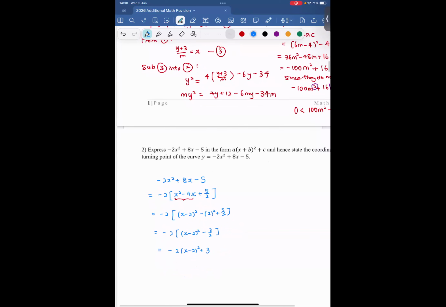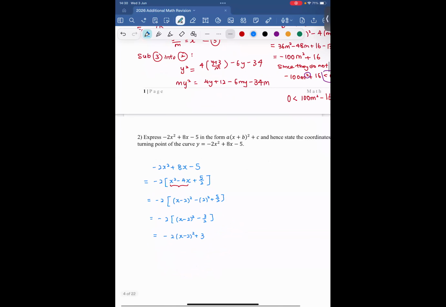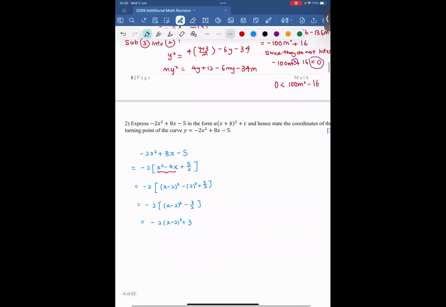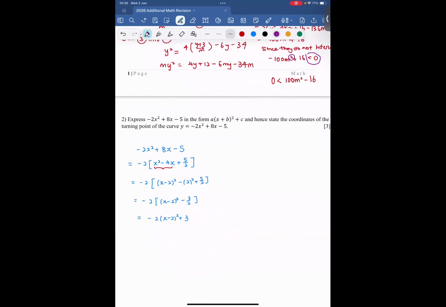Okay, so this is the completed square form. So what is the turning point? The turning point is when this value becomes 0. When will it become 0? So when x is 2. And what is the y value? Because this whole thing is 0, the y is simply 3.